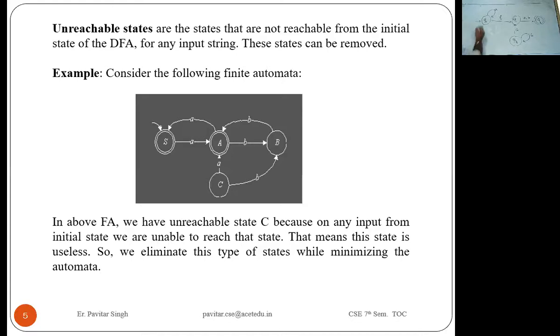Here Q0 is your initial state and Q2 is acting as your final state. So Q3 is the unreachable state.